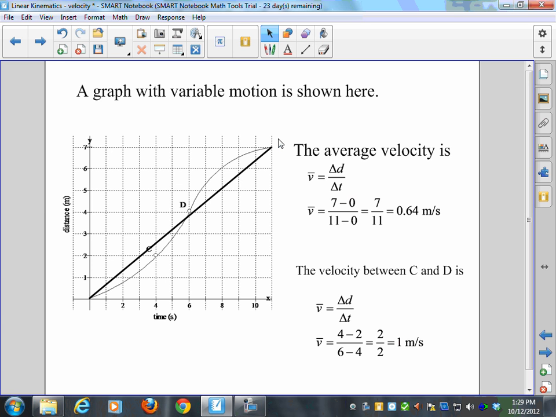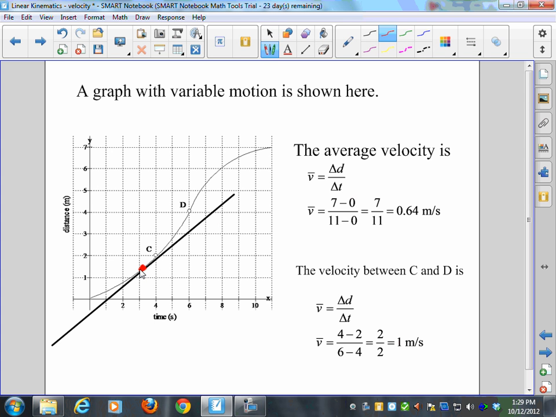What I need to do is to find out when that velocity is the same, the slope has to be the same. So what I'm going to do is I'm going to take this line and I'm going to move it around, and I got to find a place where the slope is about the same. About there. Roughly about there. The slope of the line is the same.